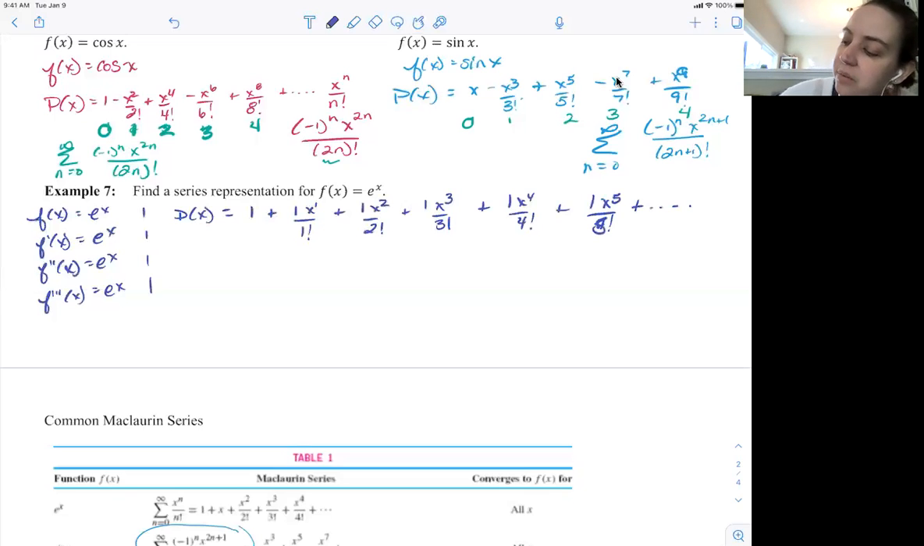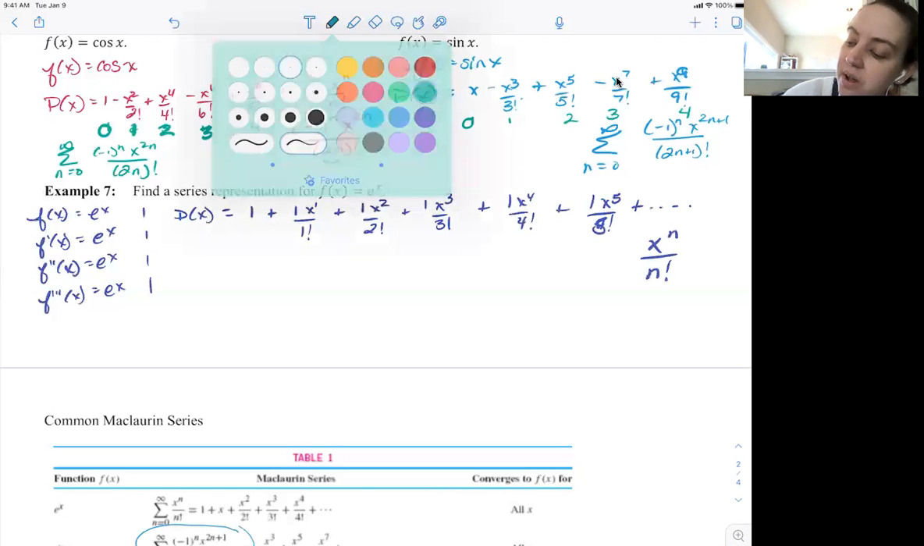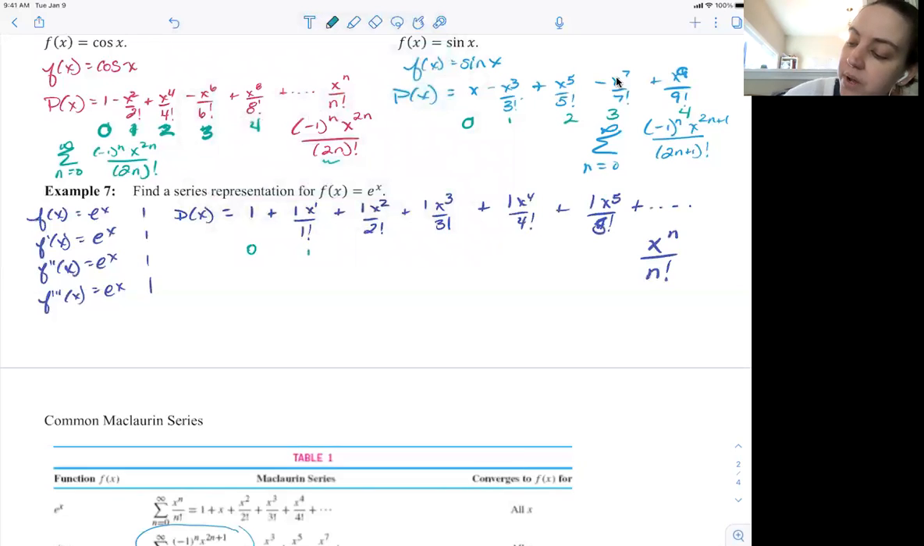So what would that final term be? Well, there's definitely an x, there's definitely an n, there's definitely an n factorial. You don't have to worry about the alternating signs, which is great. Remember that we're starting with term 0. 0, 1, 2, 3, 4, 5, and then things match up beautifully. So what would the series representation be? n equals 0 to infinity, x to the n over n factorial.